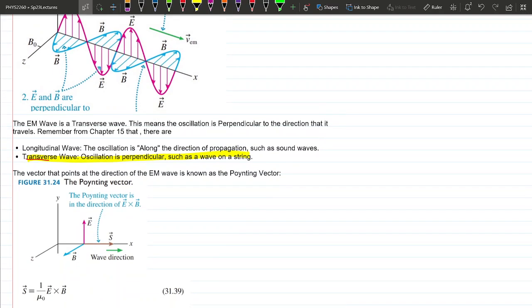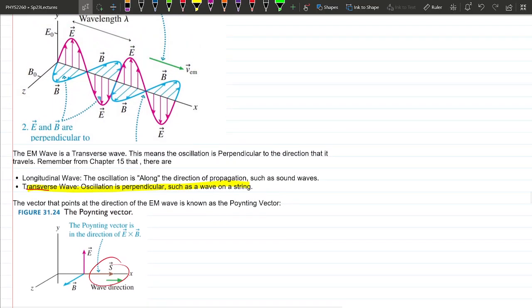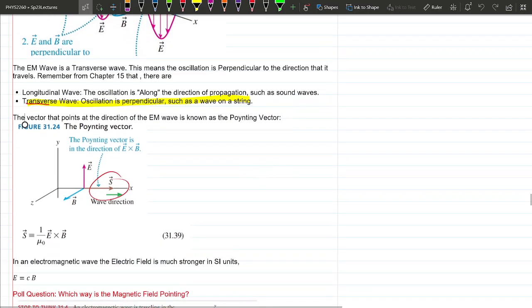The other thing that happens is that the propagation, meaning the direction that the wave actually travels, is perpendicular to both the electric field and the magnetic field, right? If you go up here, the wave is propagating this way, but the electric field is along the y-axis, the magnetic field is along the z-axis, and the wave actually goes along the x. They're perpendicular to both of them, okay?